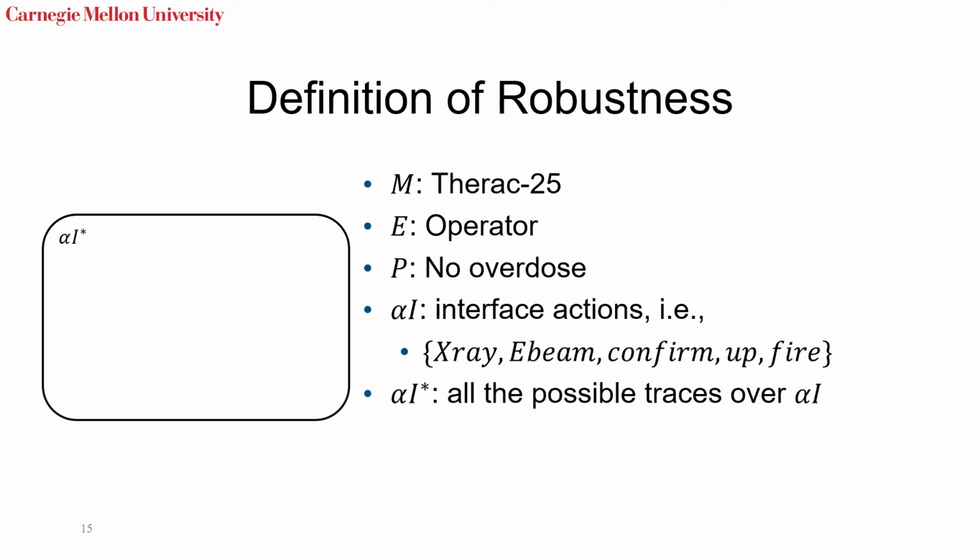To understand our definition, let's say we have a system model M, which is the machine, an environment model E, which is the operator, and the safety property, which is no overdose. Then alpha I is the set of interface actions. They are X-ray, E-beam, confirm, up, and fire. Alpha I star represents all the possible traces over alpha I.